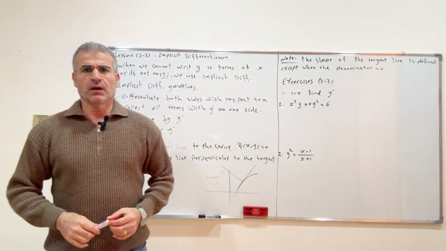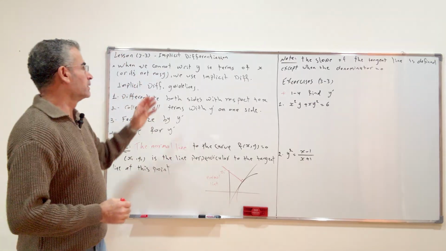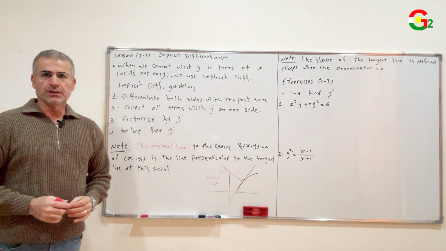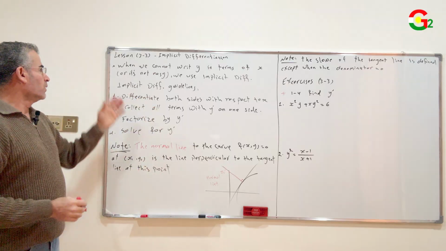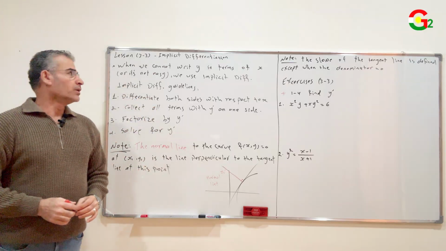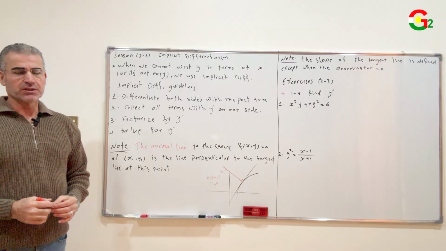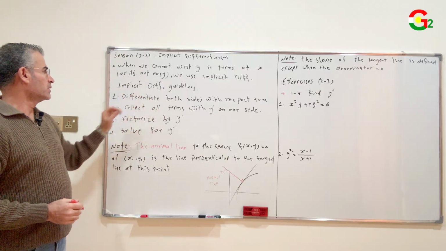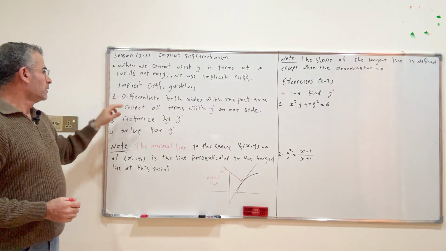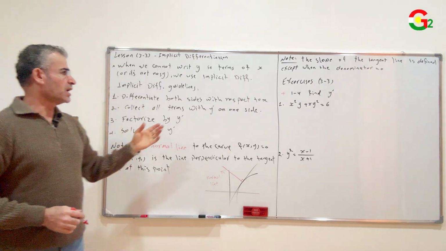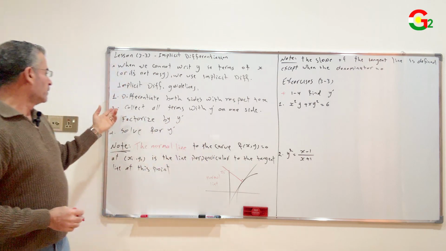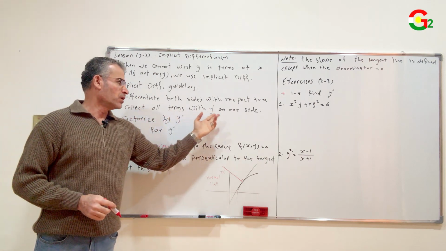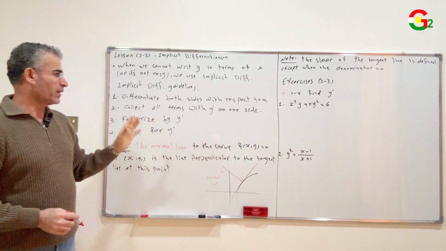Hello everyone, the headline of this lesson is implicit differentiation. When we cannot write y in terms of x, or it is not easy, we use implicit differentiation. The guidelines of implicit differentiation are: number one, differentiate both sides with respect to x. Number two, collect all terms with y prime on one side and the others on the other side.